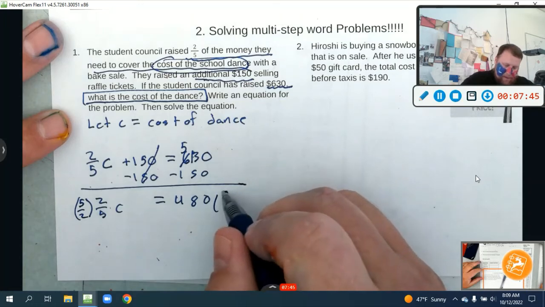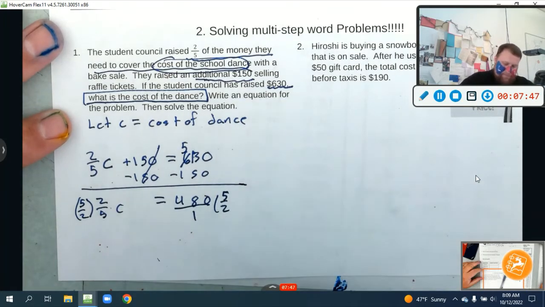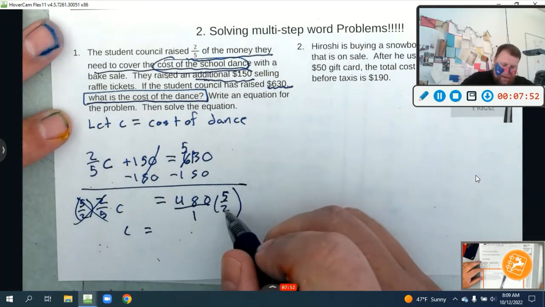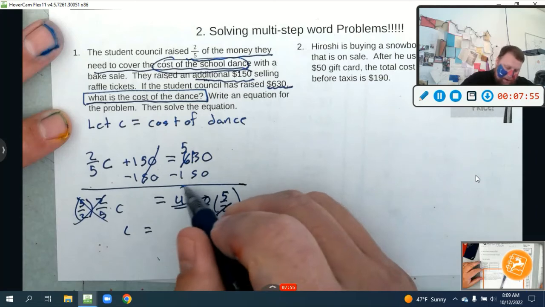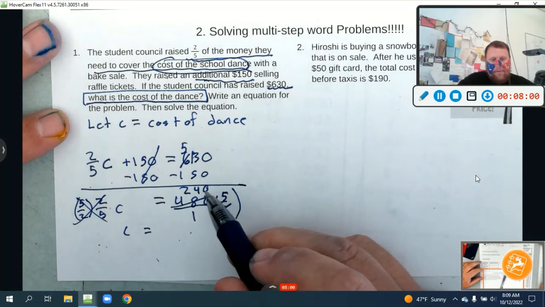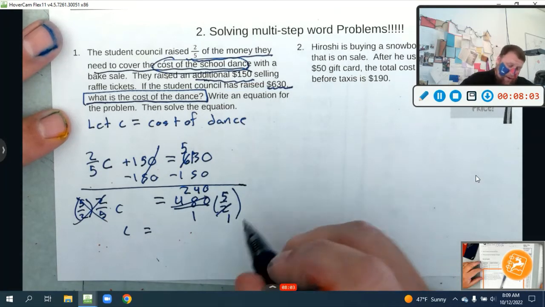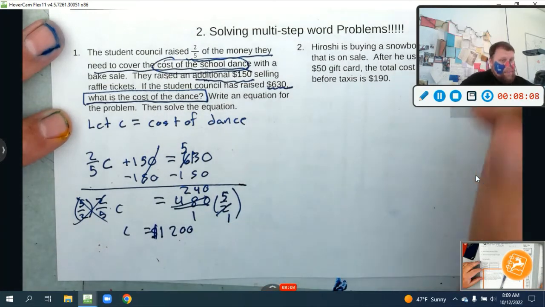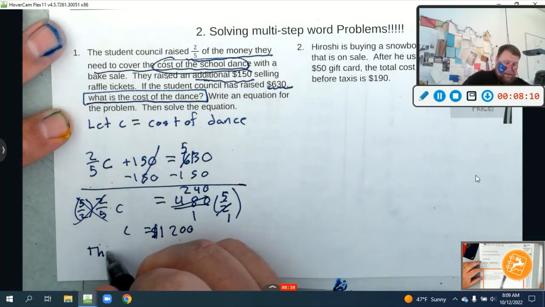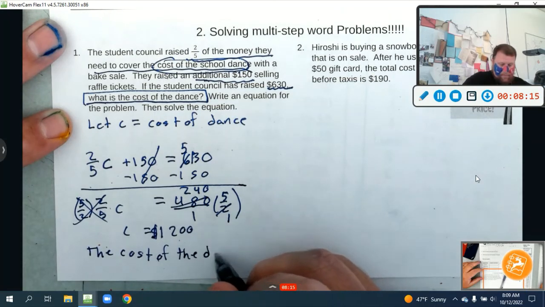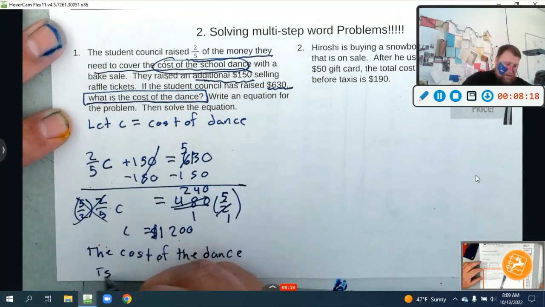Boom. 5 halves, that's over 1. We're going to cross cancel, right? These are gone. I'm just left with C equals, and then 2 goes into 2 once, goes into 480, 240 times 5. 5 times 200 is 1,000. 5 times 40 is 200. So that's going to be $1,200. But word problems get word answers. So we're going to say the cost of the dance is $1,200. Boom.